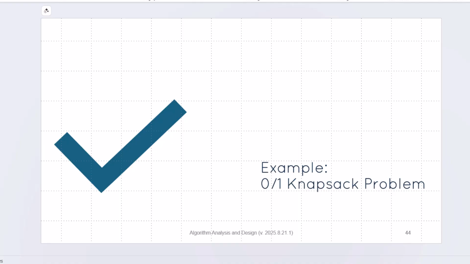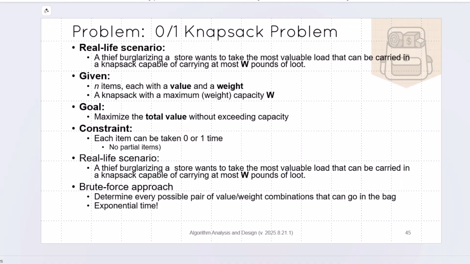Another example we've alluded to, and I briefly explained it, but we're going to go a little bit deeper into it. What is the 0-1 knapsack problem? So here's a real life scenario. Again, teaching you to be better thieves. A thief burglarizing a store wants to take the most valuable load that can be carried in a knapsack capable of carrying at most W pounds of loot.